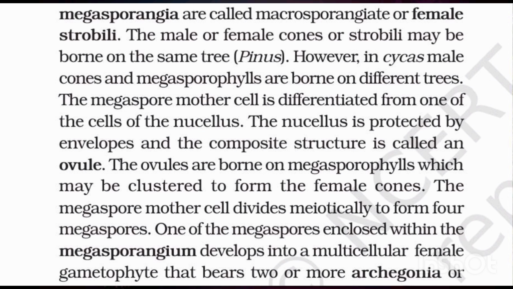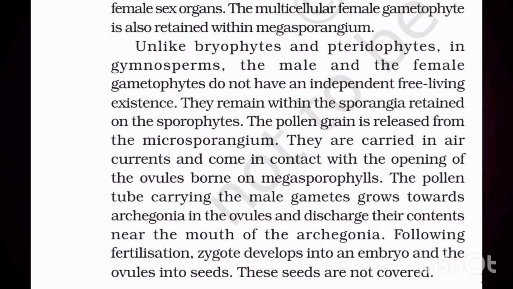The megaspore mother cell divides meiotically to form 4 megaspores. One of the megaspores enclosed within the megasporangium develops into a multicellular female gametophyte that bears 2 or more archegonia or female sex organs. The multicellular female gametophyte is also retained within the megasporangium. Unlike bryophytes and pteridophytes, in gymnosperms, the male and the female gametophytes do not have an independent free-living existence. They remain within the sporangia retained on the sporophytes.